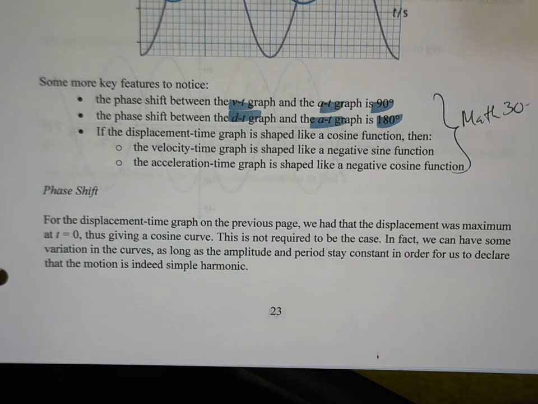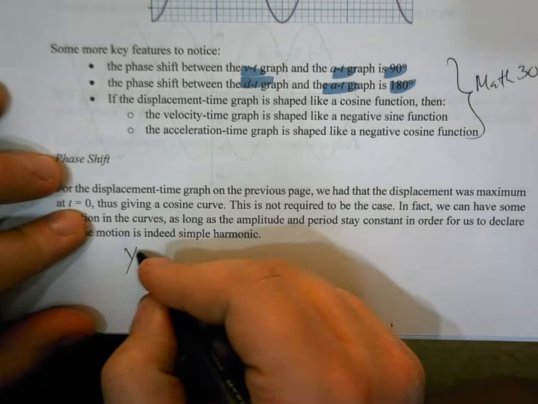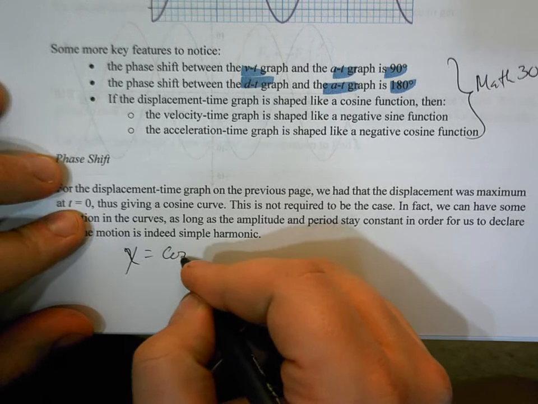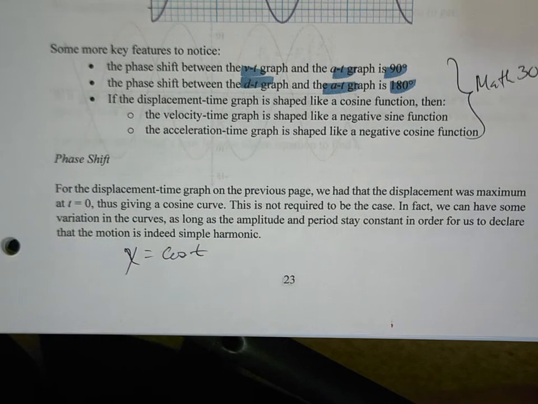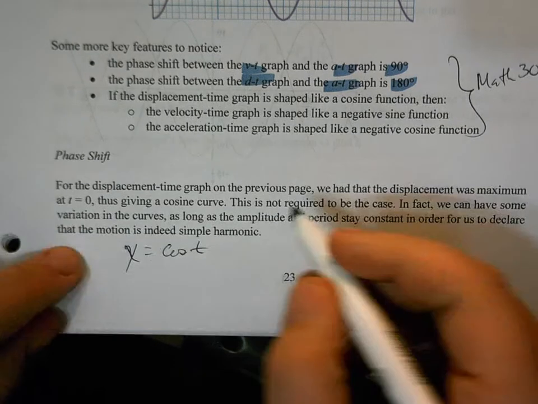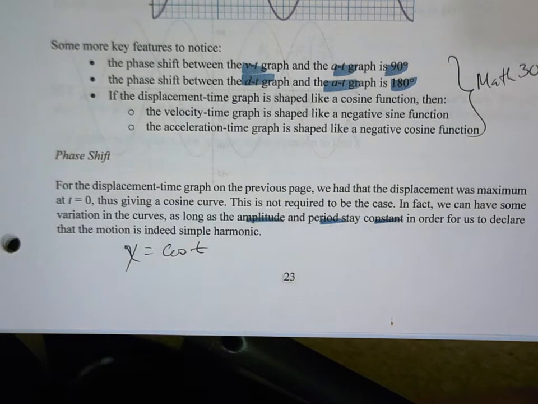So when we talked about this displacement time graph, when the displacement was at a maximum at time equals 0, this gave us a cosine curve, or we could say displacement was equal to cosine of t. So x is equal to cos t. Now this doesn't have to be the case. We could certainly start something at a different position, but this is just what we've decided to start out with. Now, we can vary these curves, but the main thing is we want to keep the amplitude and the period constant in order to say that the motion's simple harmonic, since we require that.